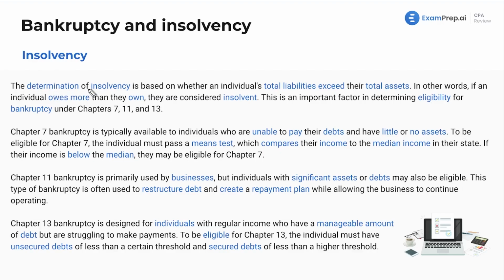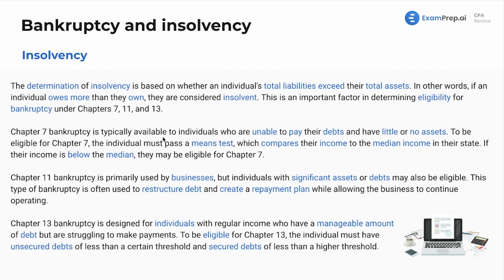The determination of insolvency is based on whether an individual's total liabilities exceed their total assets. In other words, if the individual owes more money than they own, they are considered insolvent. It's an important factor in determining eligibility for bankruptcy under chapters 7, 11, and 13. We're also going to see, again, like I mentioned, how people can attempt to take advantage of the bankruptcy system, and the legal system is structured to prevent people from doing that.